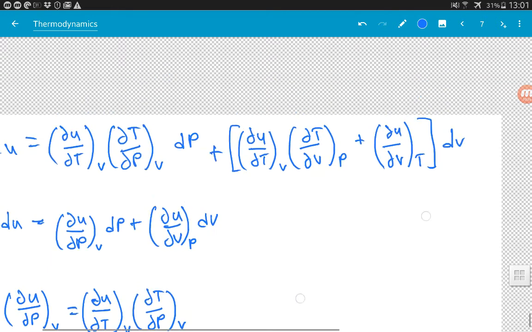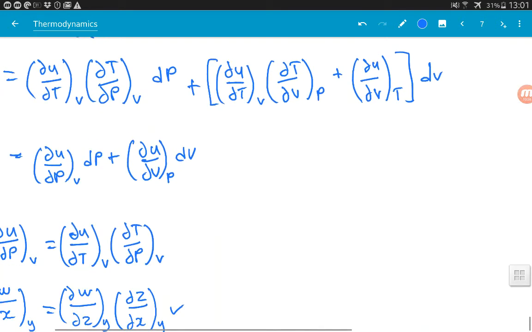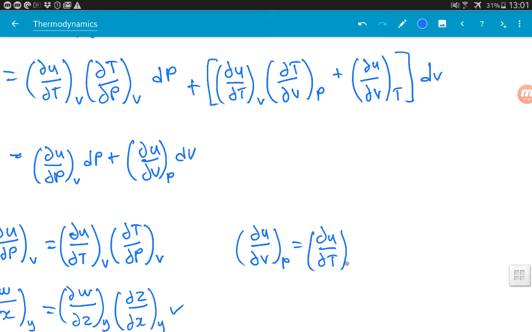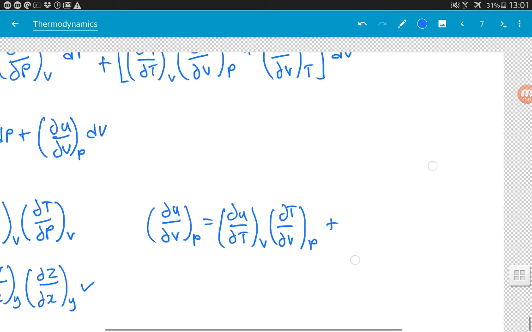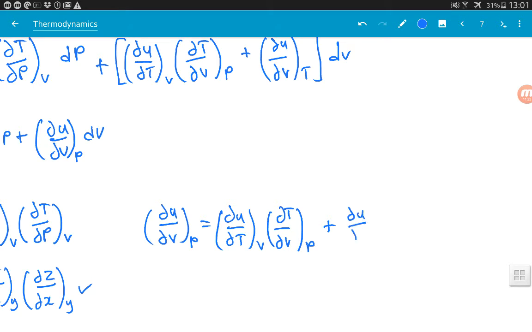So another one, if we make a comparison with this one and this, we will have that del U del P at constant pressure will be equivalent to del U del T at constant V, del T del V at constant P, plus del U del V at constant T. Okay, so if you look at here again, what we have are all the state parameters. We have U, V, T, and P.